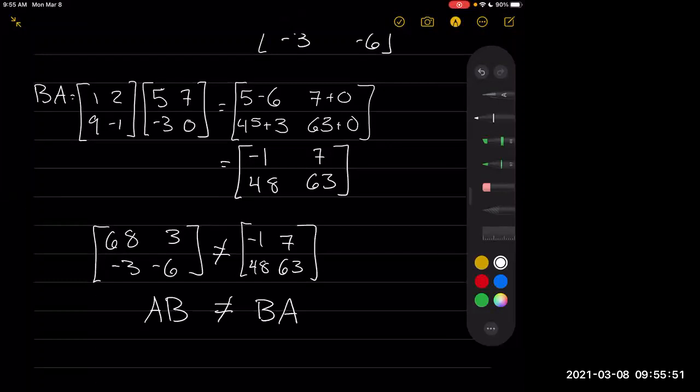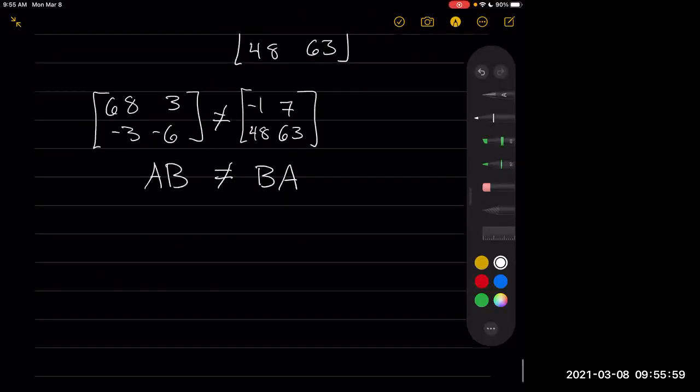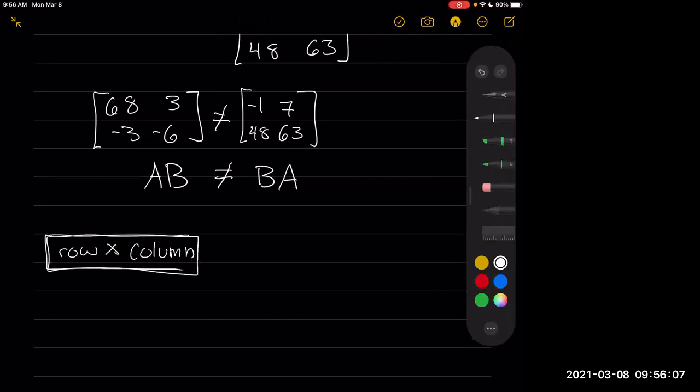Okay, so this is the end of the section on matrix multiplication. I'm just going to stress again that when you are multiplying, you're going to multiply row by column. This is really important. All right, so that's where I'm going to end y'all today.